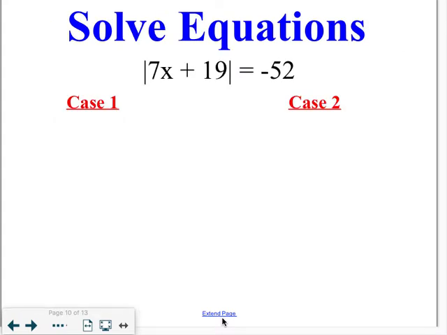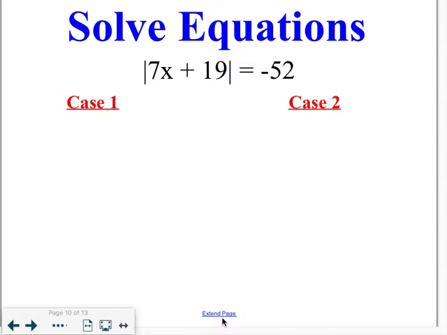Final example, we have the absolute value of 7x plus 19 is equal to negative 52. Take a minute and think about what is different from this problem compared to the other ones we've done. You should notice that there is a negative as part of the answer.